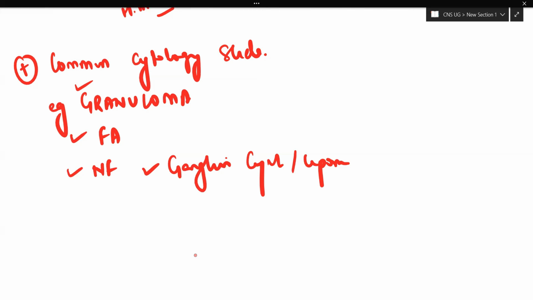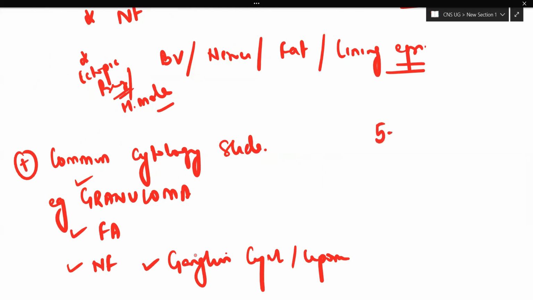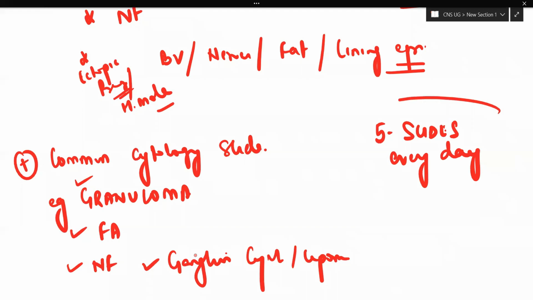Now, if you ask me personally, what I used to do in my time, I used to examine 5 slides every day. It is not a hard and fast rule that every day of your residency you have to examine 5 slides. Sometimes I used to see some of my colleagues in my time. I'm not criticizing anyone, but they used to sit with around 15 slides, 20 slides, 25 slides.